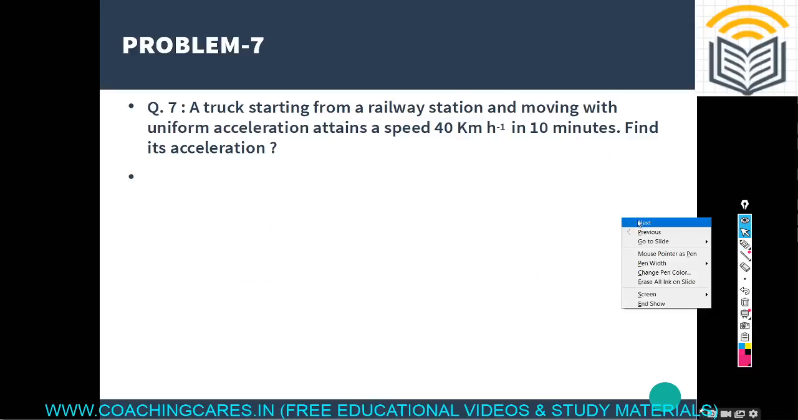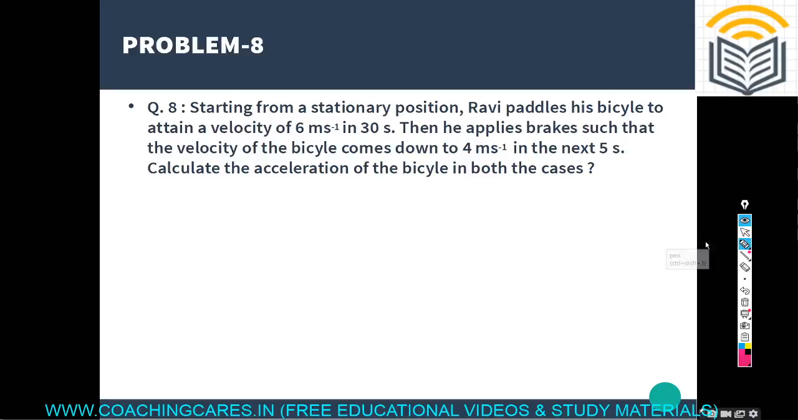Let us take another problem. Starting from the stationary position, Ravi pedals his bicycle to attain the velocity of 6 meter per second in 30 seconds. Then he applies brakes. Applying brakes means there is a retardation, negative acceleration, such that the velocity of the bicycle comes down to 4 meter per second. That is case 2, after applying the brakes. That comes in 5 seconds. So calculate the acceleration of the bicycle in both the cases.